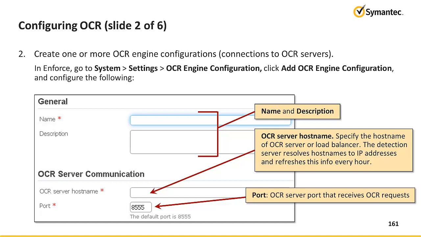In the OCR server hostname field, specify the hostname of the OCR server, or if you are using a load balancer to distribute the workload across multiple OCR servers, put in the hostname of the load balancer. In the port field, specify the port on the OCR server where OCR requests will be received. The default port number is 8555.